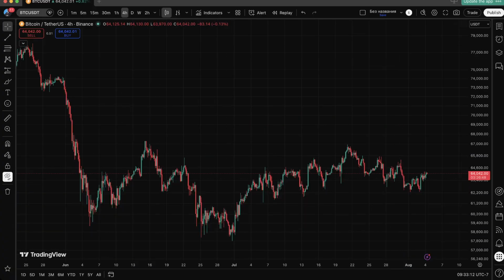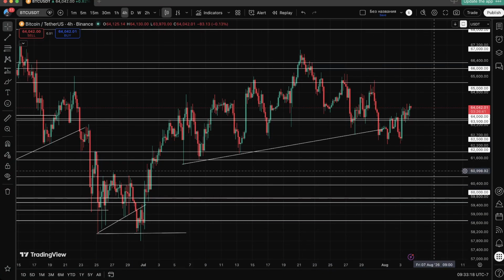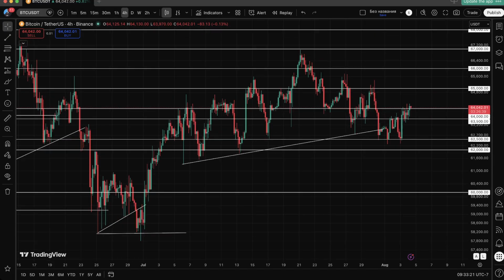So basically, due to those factors, as I said previously, I am expecting a downward move from approximately the current price toward the support level at 61k. After that we will see.